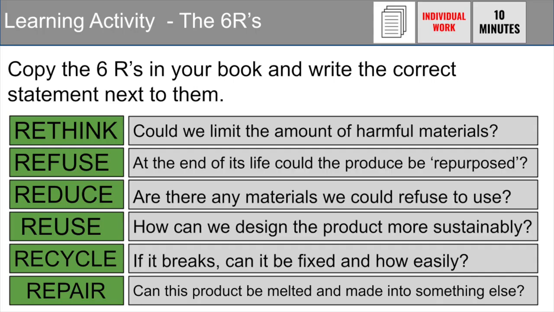As you can see on the screen, the 6 R's of sustainability have been listed on the left-hand side in the green boxes. There are a range of statements on the screen, in addition to questions which relate to each of the stages of the 6 R's process. These are currently in the wrong position. You need to write the 6 R's into your exercise books and write next to them the correct description or questions that need to be asked.